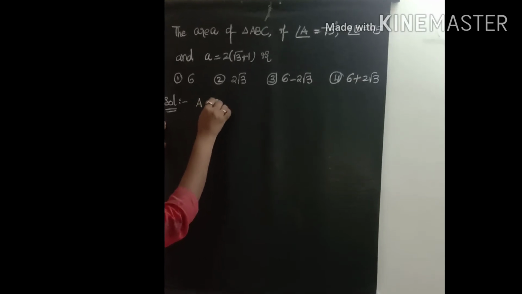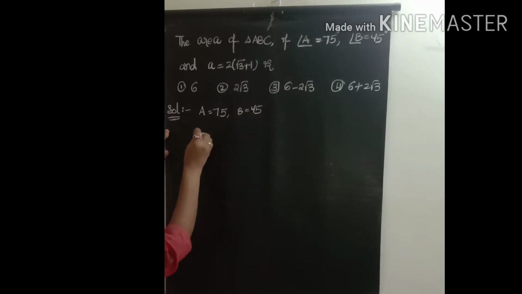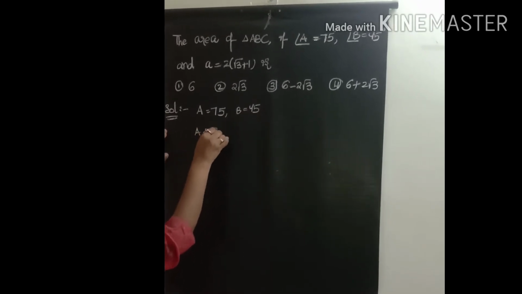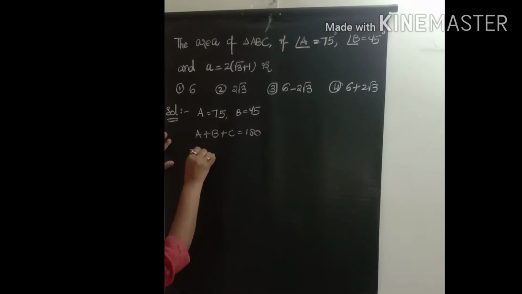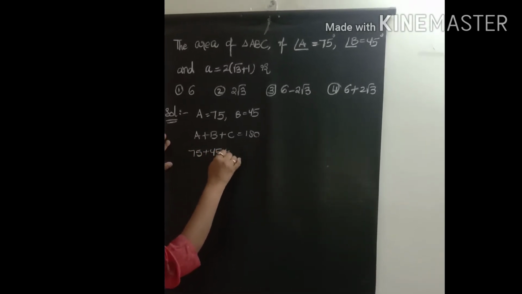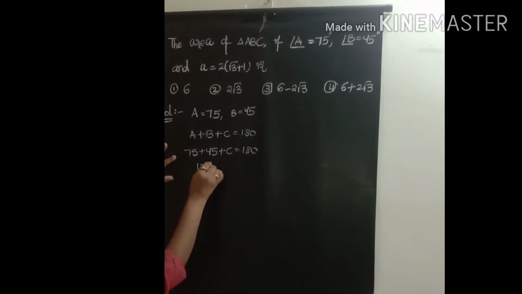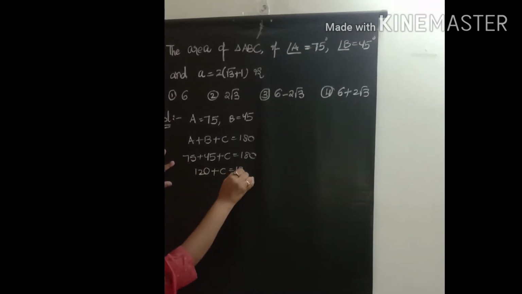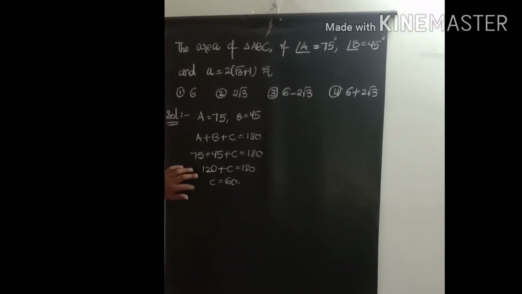Given that A is equal to 75 and B is equal to 45, then angle C: A plus B plus C is equal to 180. So 75 plus 45 plus C is equal to 180. Then 75 plus 45 is 120, plus C is equal to 180. Then C is equal to 60 degrees. Angle C is equal to 60 degrees.